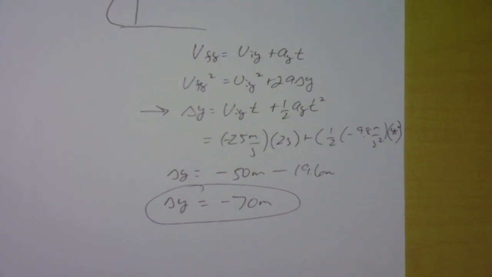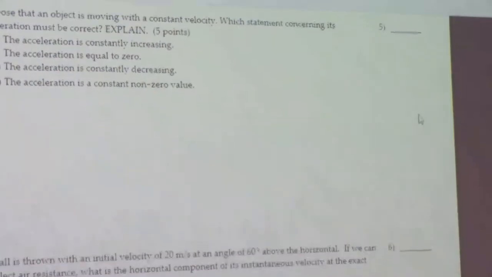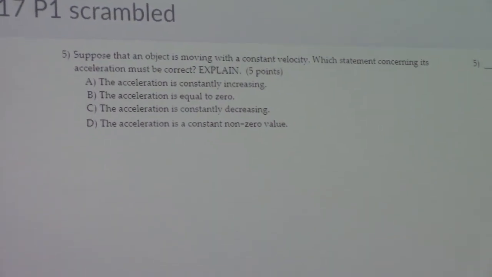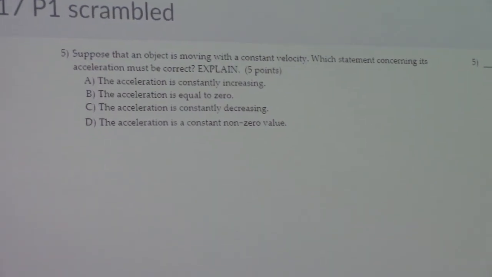Suppose an object is moving with a constant velocity. Okay, good. So think about everything that means. Constant velocity means the acceleration is 0. That means there's no net force.